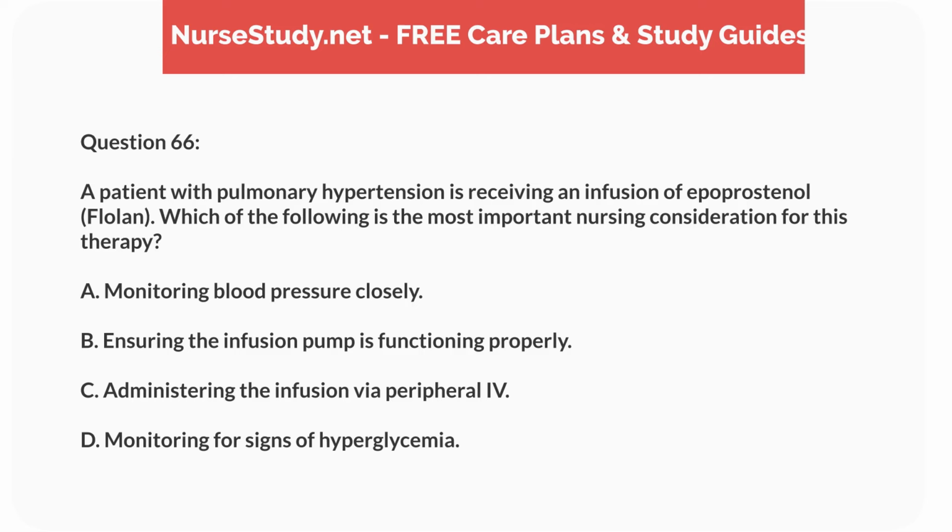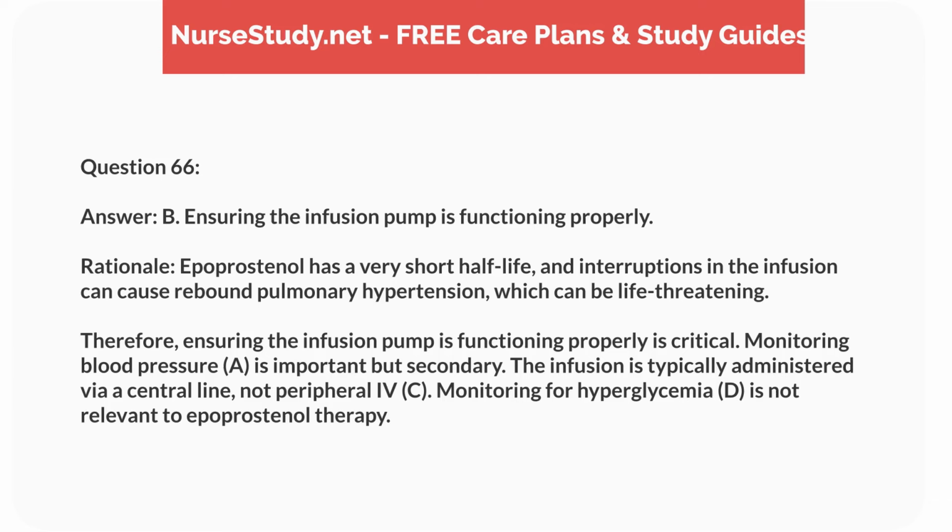Question 66. A patient with pulmonary hypertension is receiving an infusion of epoprostenol, Flolan. Which of the following is the most important nursing consideration for this therapy? A. Monitoring blood pressure closely. B. Ensuring the infusion pump is functioning properly. C. Administering the infusion via peripheral IV. D. Monitoring for signs of hyperglycemia. Answer: B. Ensuring the infusion pump is functioning properly.